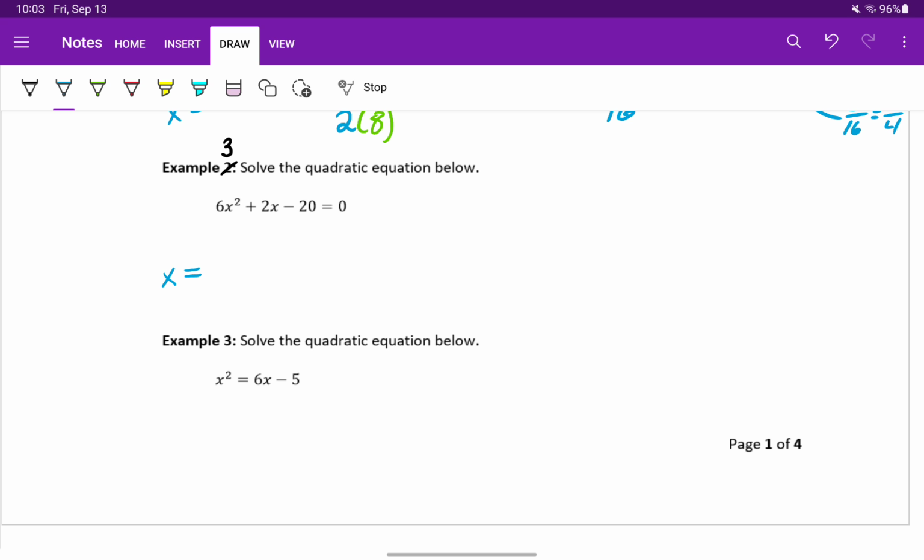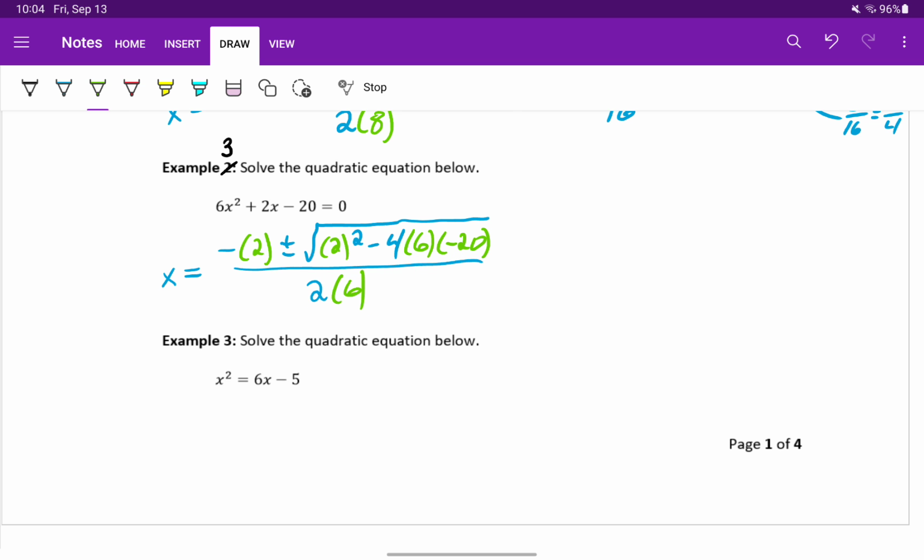Since this quadratic equation is still in that standard form that we introduced back at the beginning of the video, we just plug in our values again. So this will be the opposite of 2 plus or minus the square root of b squared, so 2 squared, minus 4 times 6 times negative 20, all over 2 times 6.